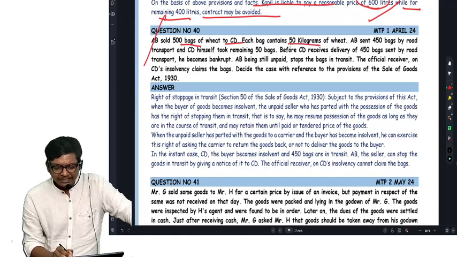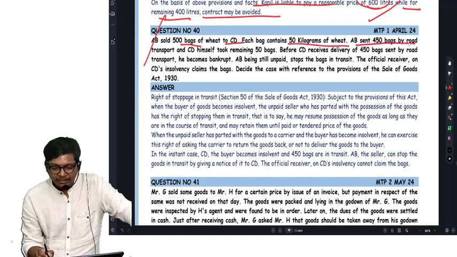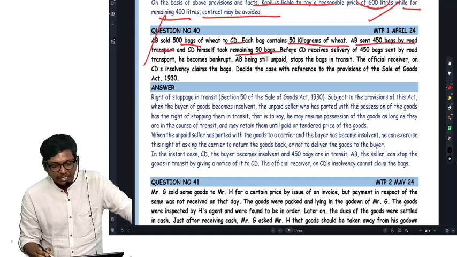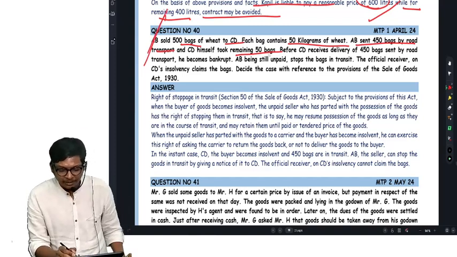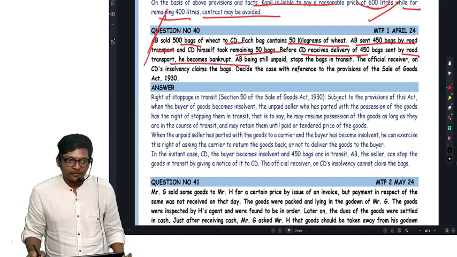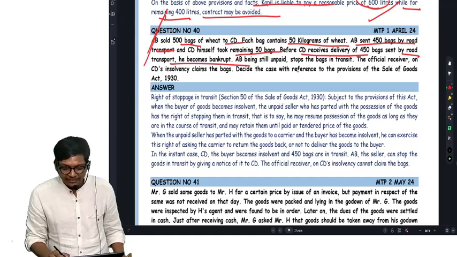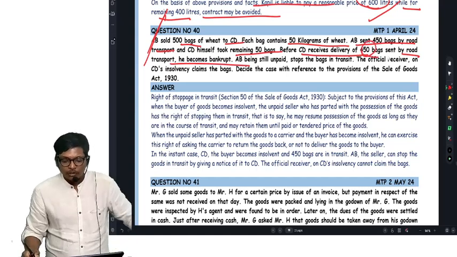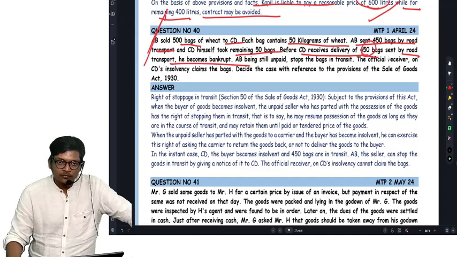Each bag contains 50 kilograms of wheat. AB sent 450 bags by road. Same question, he collected the remaining 50. Before receiving delivery, he became insolvent. So how much can you collect, how many will come back to you? 450. Are you following, guys?